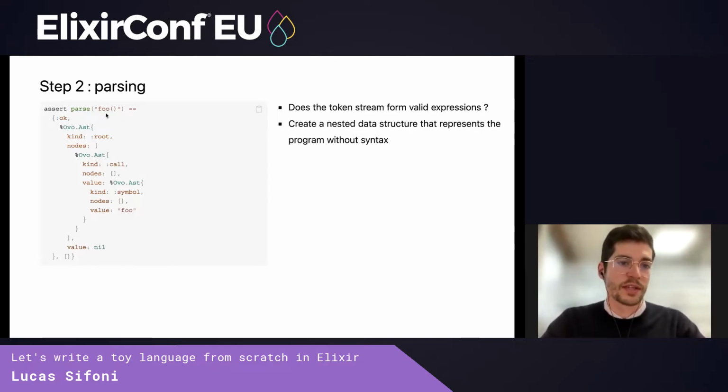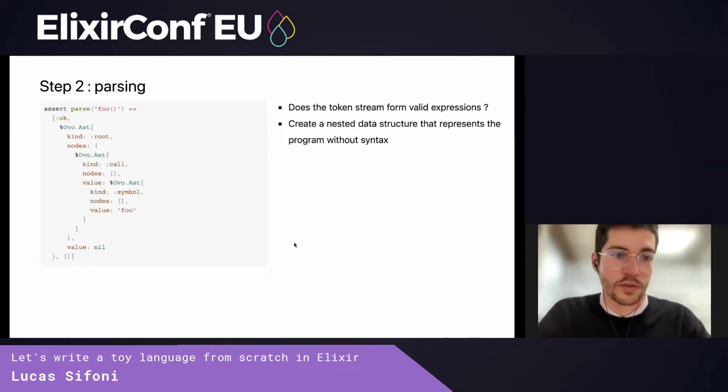So here we see that a call to foo without arguments is parsed to a root node that has as children a single function call node with a single value of a symbol with the value foo. We don't have children nodes because we don't have arguments to this function call.